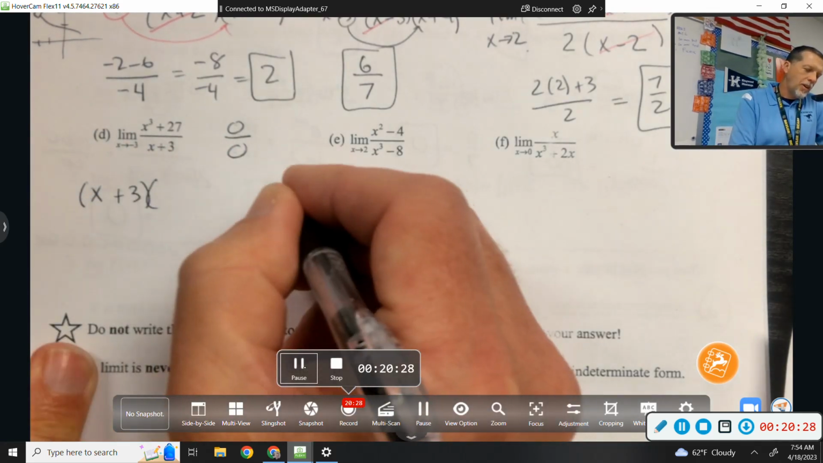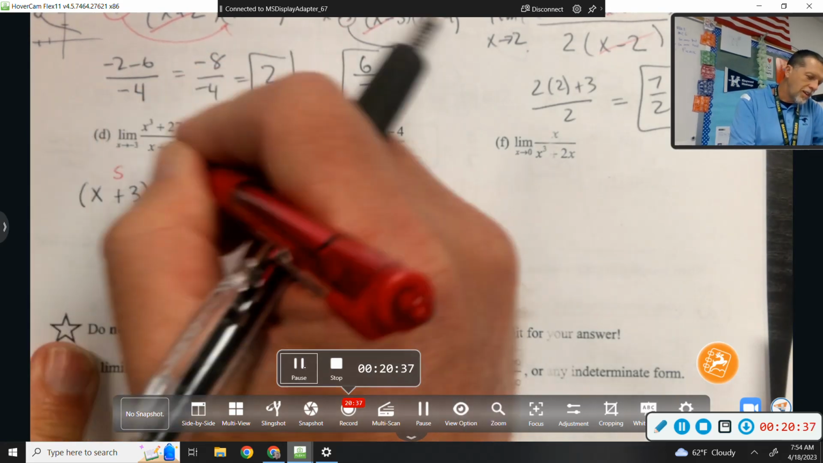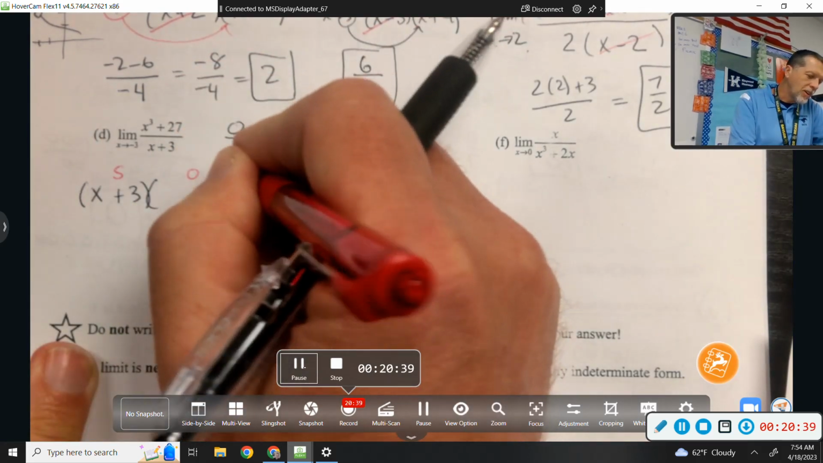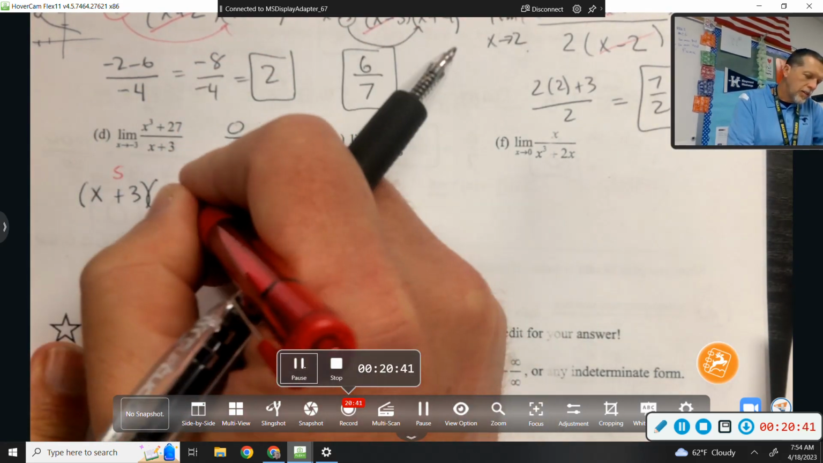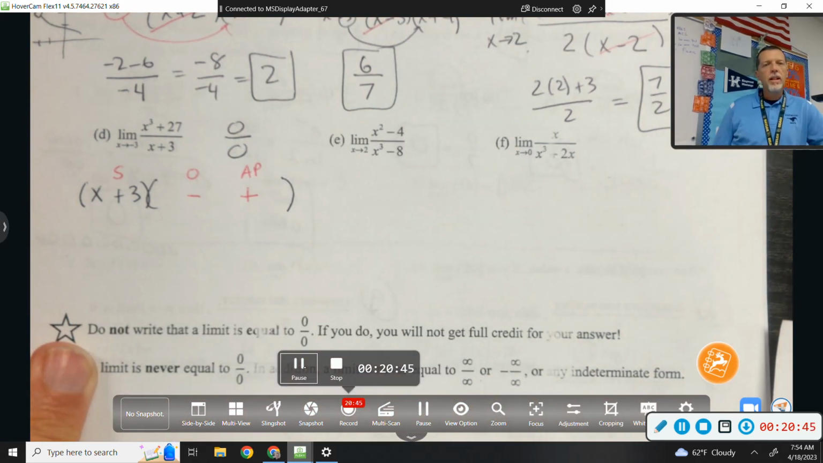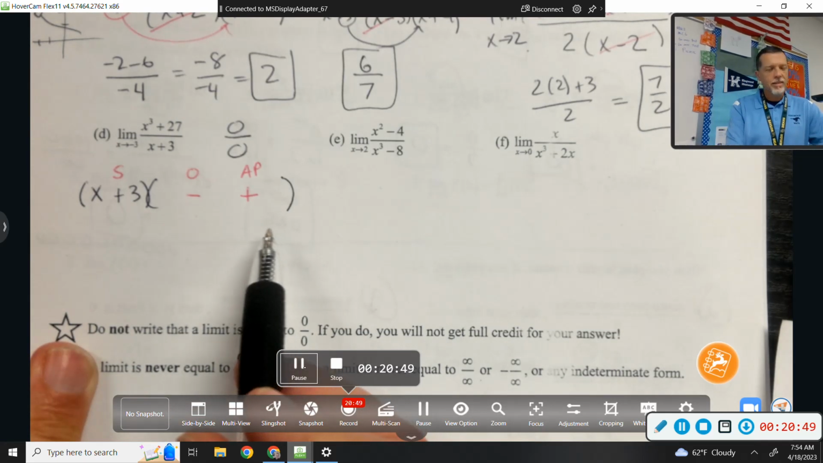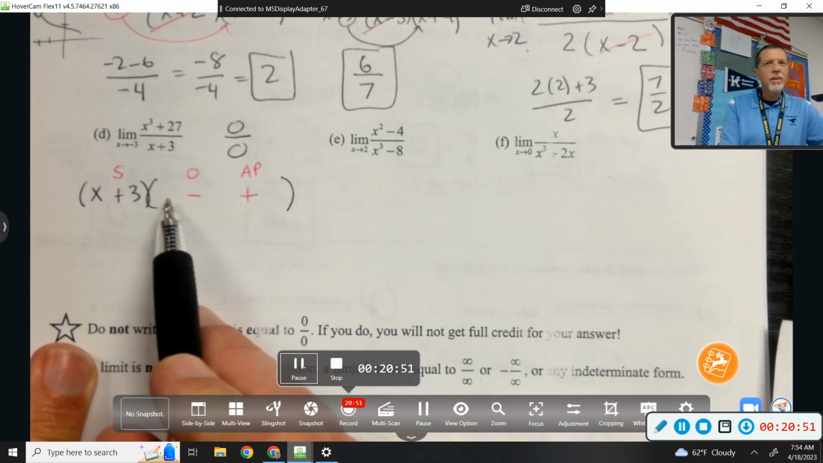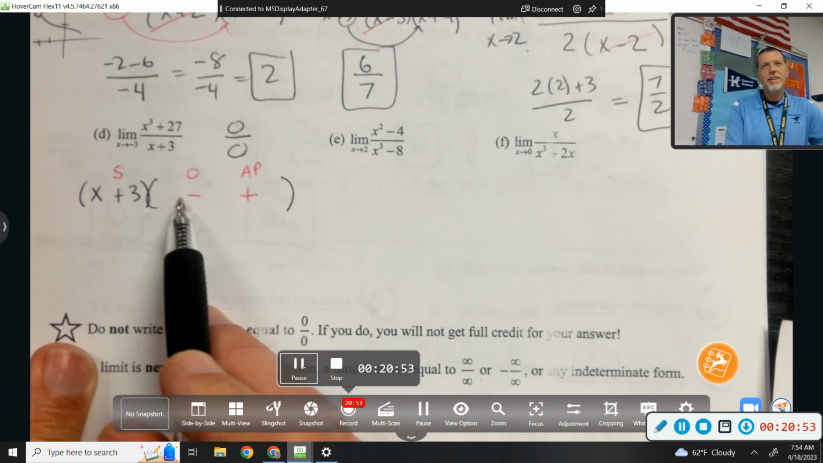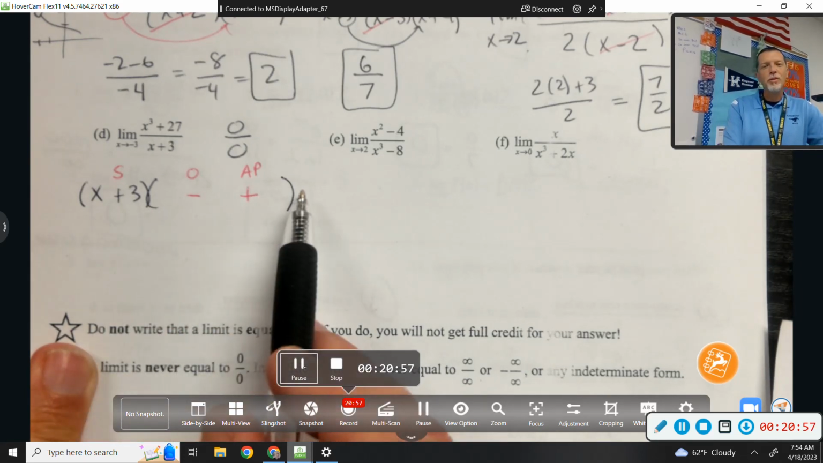X plus 3. There's an acronym that goes with this. SOAP. SOAP tells you what the signs are. Same, opposite, always positive. But SOAP doesn't tell you what goes in the blanks. Do you remember what goes in the blanks? This would not be a calculus gatekeeper because most people do forget this.